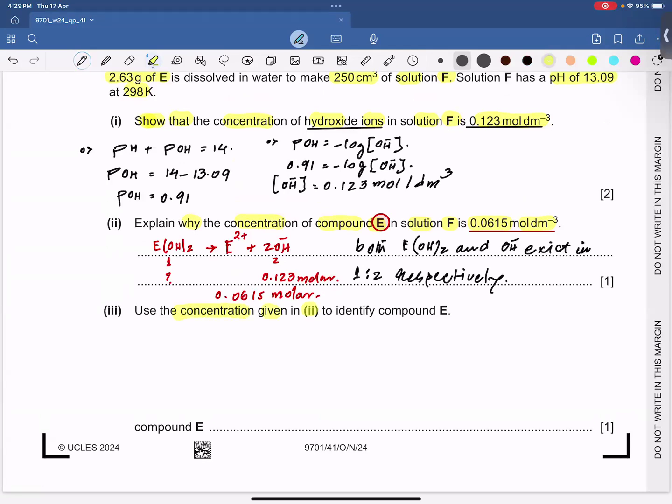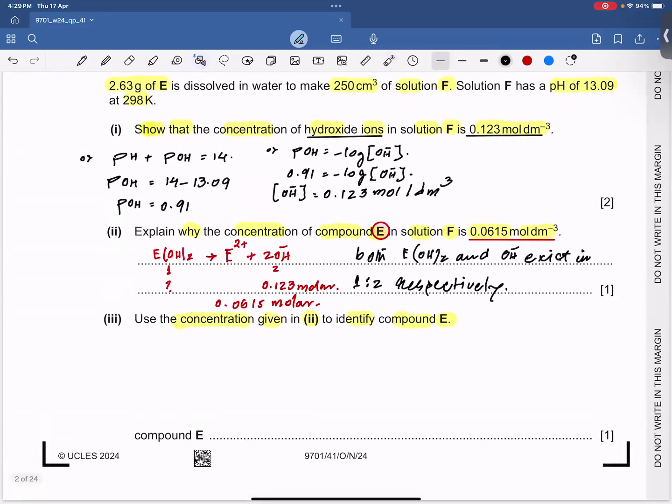Use the concentration given in part 2 to identify compound E. So I know the concentration of compound E. This concentration is 0.0615 mole per dm cube. So look at this value also. We need to consider this value. So in the first part, 1000 cm cube of E contains 0.0615 moles.